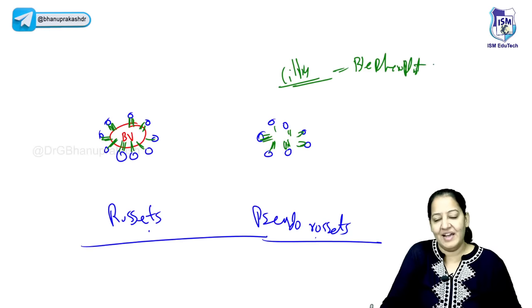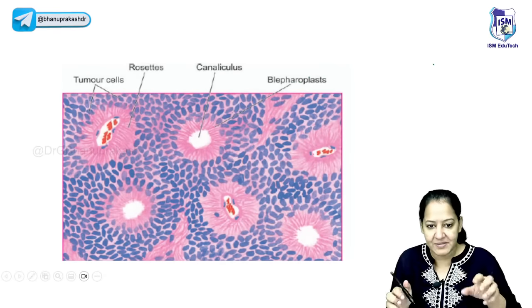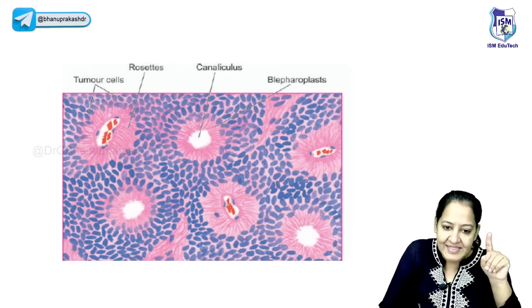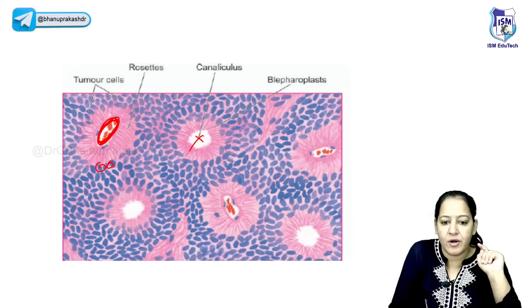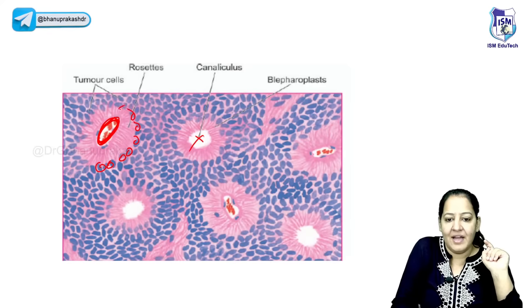Blepharoplast. Okay, the cilia is coming. So this is typically, can you see? Let me draw. You all can see this is a blood vessel. Appreciate the blood vessel. And here nothing is present. It's empty. Okay, where are the tumor cells? These all are tumor cells lining around a blood vessel.